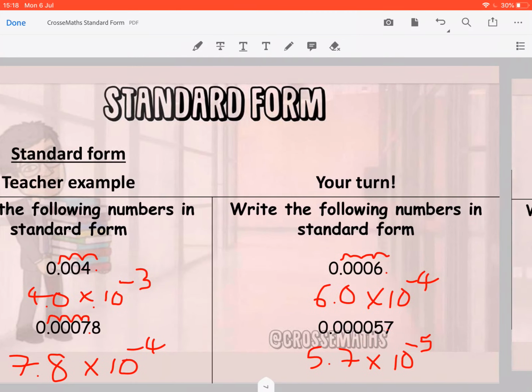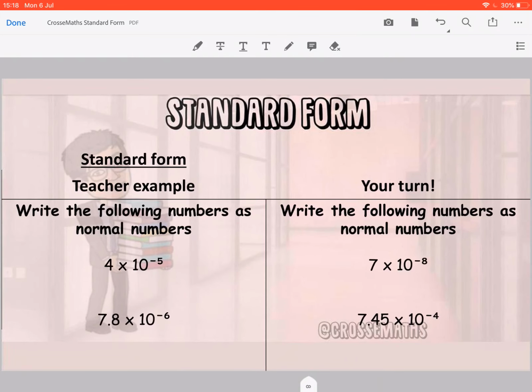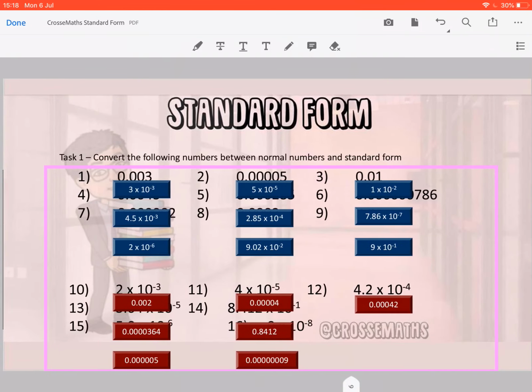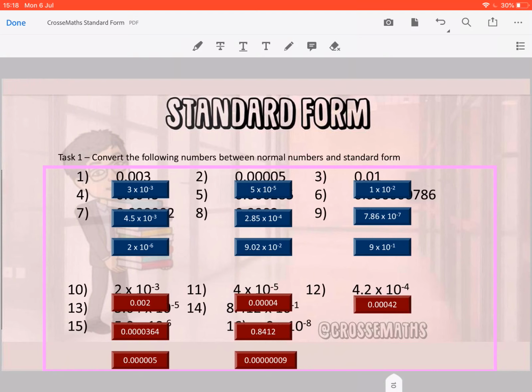Hopefully you got those right. If you have, that's brill. Okay, I'd like you to have a go at some of the questions in front of you there, please. Okay, hopefully you had enough of a chance to have a go at those. Mark whatever you've done so far.